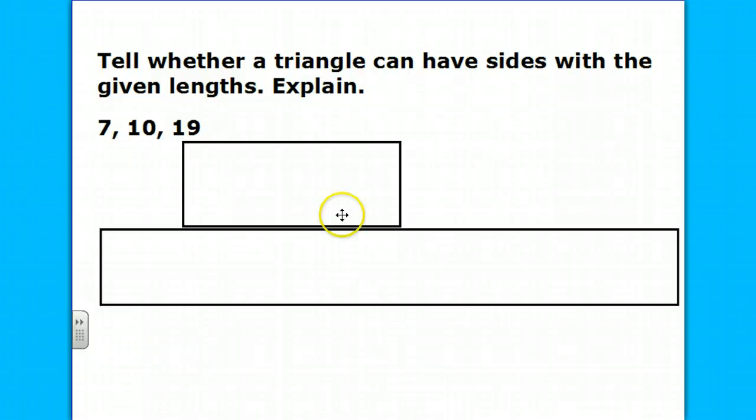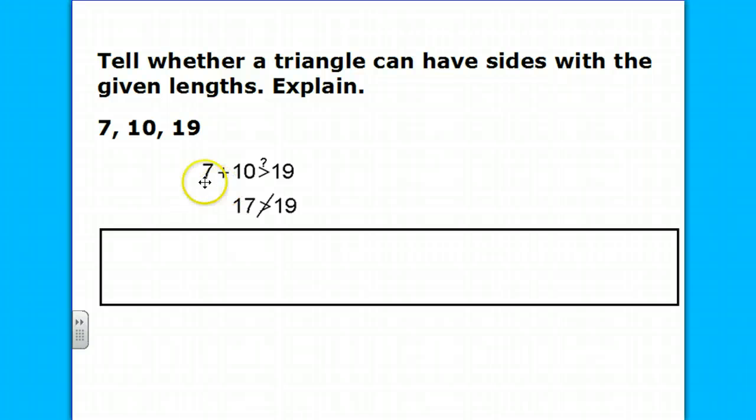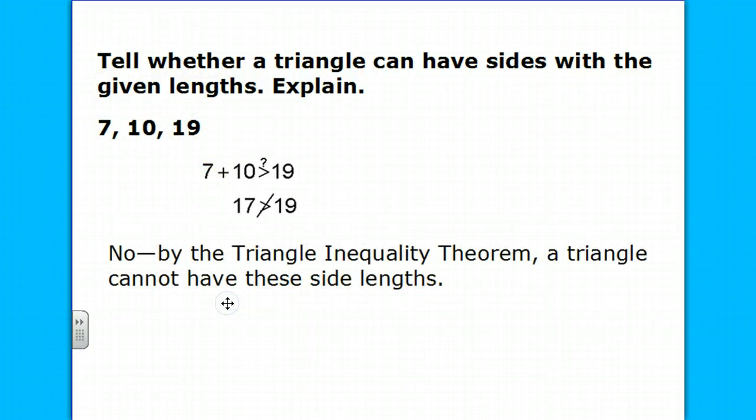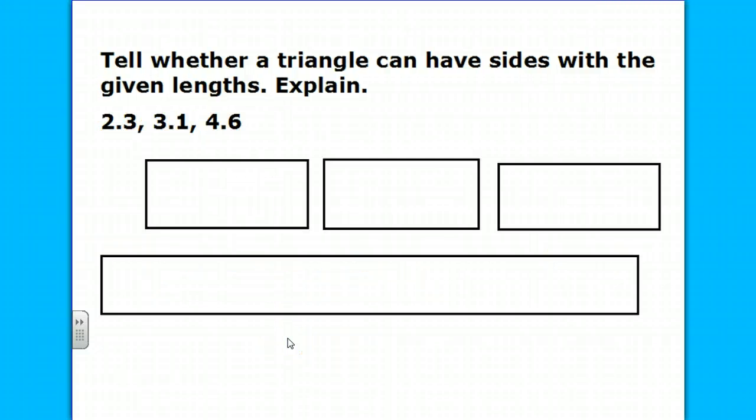So tell whether a triangle can have sides with these lengths and explain. Pause the video, put your answer down, come back. And hopefully you said, no, a triangle cannot have these side lengths because 7 plus 10, those two sides, are not greater than 19. The sum is not greater than 19. It couldn't cross that span, right? So by the triangle inequality theorem, a triangle cannot have these side lengths.